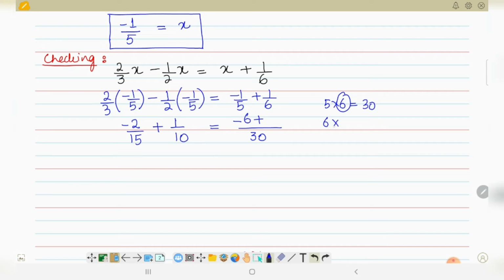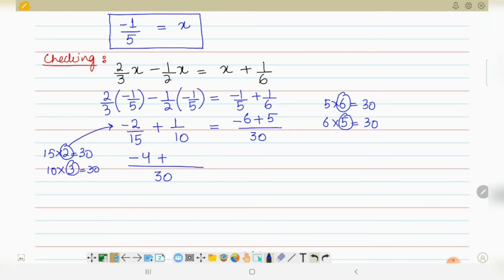Similarly, 6 5 times is 30 and 5 1 times is 5. Here we have the LCM of 15 and 10 as 30. So here we'll write the numerator as 15, 2 times 30. So this 2 will get multiplied by this 2, and will become minus 4. And then 10, 3 times 30.